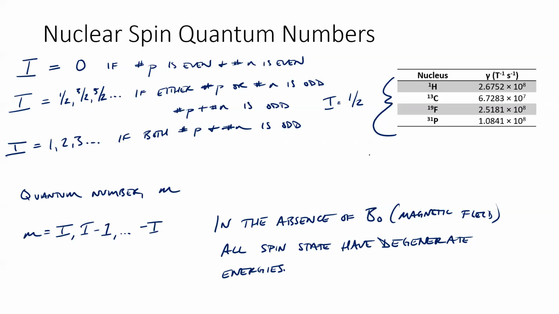So for these four nuclei, if I is 1/2, what are the possible values for M? One half and negative 1/2. That's it. So we have +1/2 and -1/2. Again, very similar to electrons, right? It's going to look very similar for us. And so these two spins, M +1/2, M -1/2, same energy level as long as we don't put them inside a magnetic field. But what do we do with NMR? Man, we put them in magnetic fields.